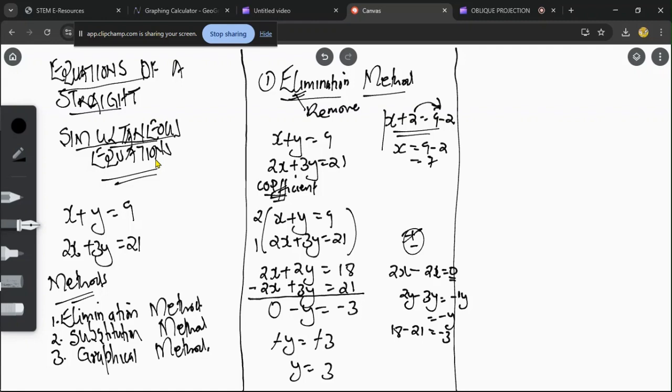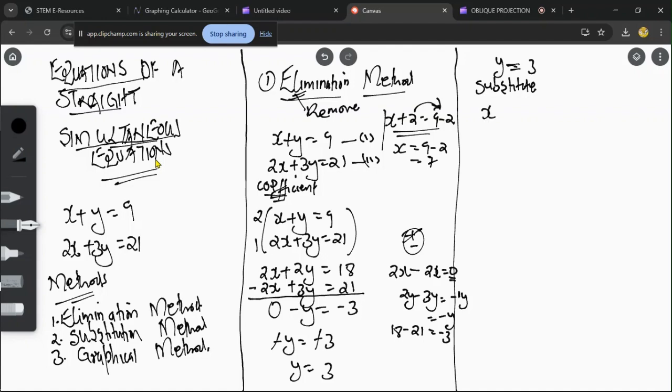So I have gotten y here now. Now that we have y equals 3, this is the first equation. It's always good to label them. This is the first equation, this one is the second equation. You come and substitute in either of the equations. You can put in 1 or 2, but 1 looks easier.